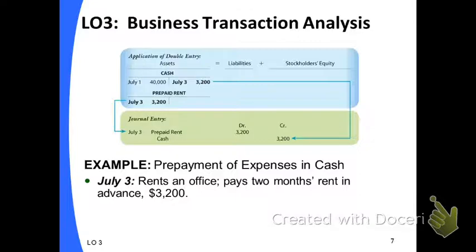Let's look at another transaction where we prepay an item. We prepay an expense using cash. On July 3rd, our company rents office space and pays for 2 months' rent in advance for $3,200. In this transaction, we have an increase in an asset, prepaid rent, so we're going to debit that asset, and we have a decrease in our cash, so we're going to credit our cash for the same $3,200. Our debits and our credits are equal, and we record this transaction as indicated here.